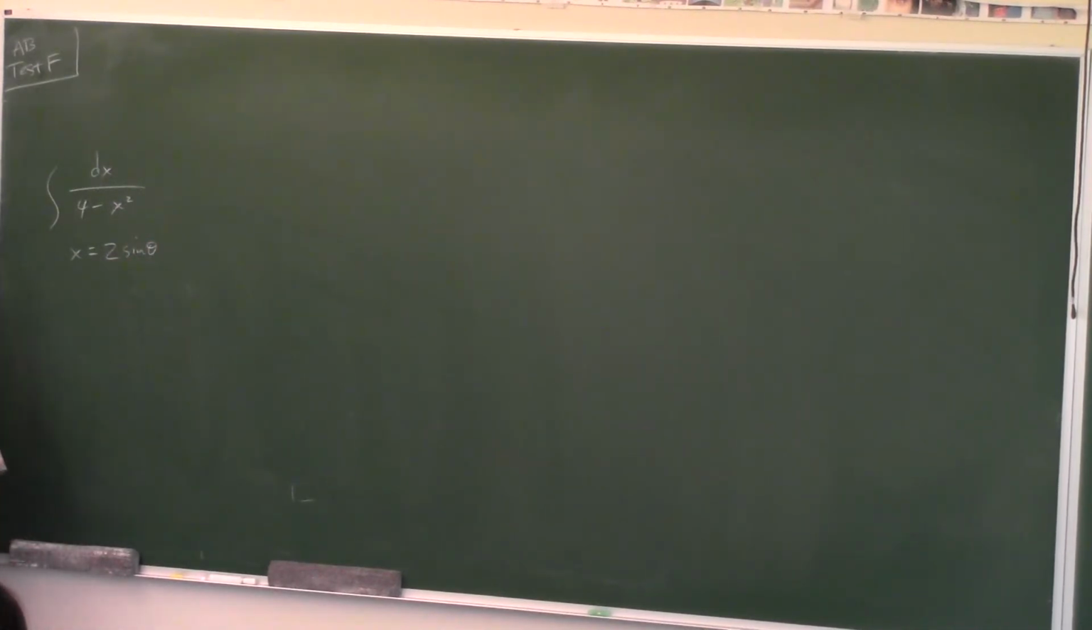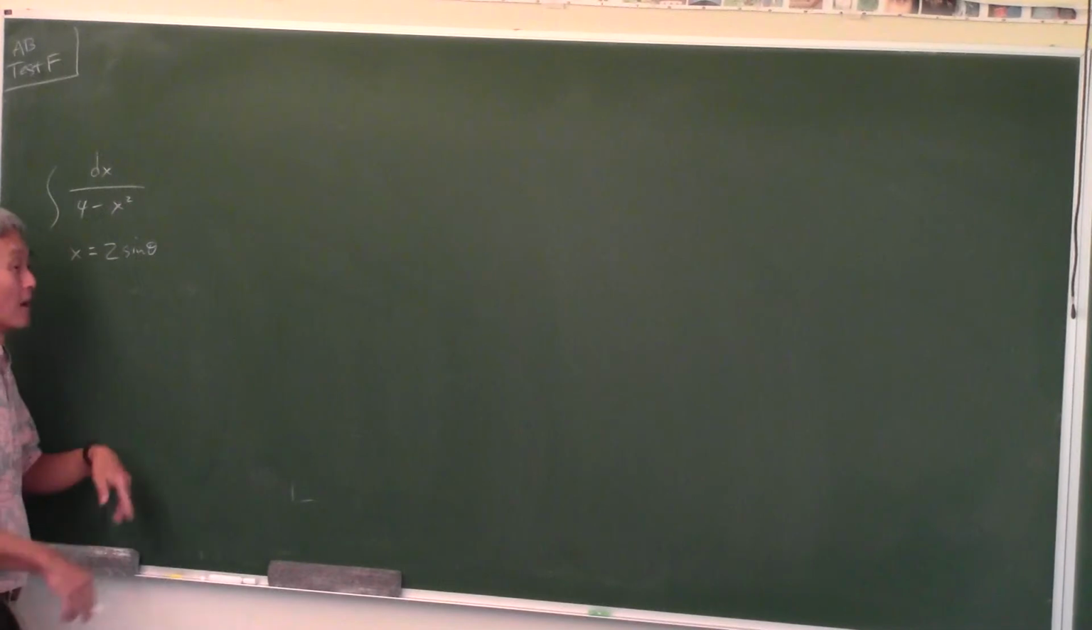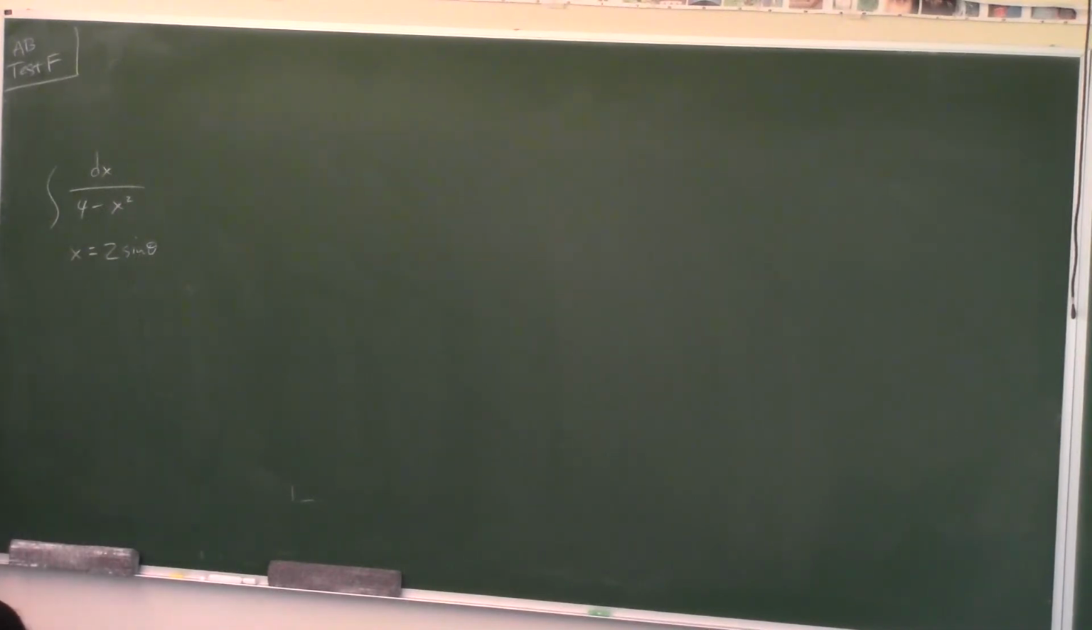So yes, you can do a trig substitution, but take it from me. If you have a choice between doing partial fractions and trig substitution, partial fractions is easiest. If you don't want to believe me, then do a trig substitution. Why is it sine? Because it's going to come out to 1 minus sine squared, which is cosine squared.